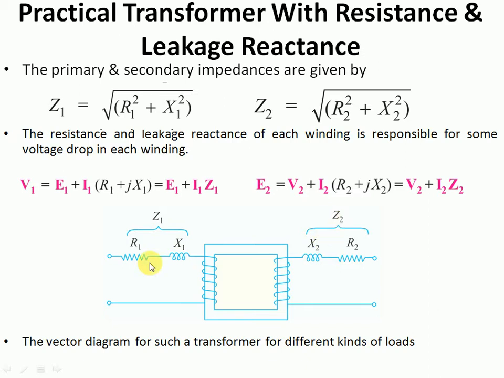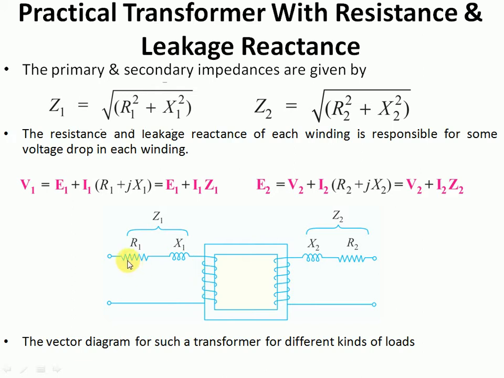When we considered the ideal transformer, these R1, X1, R2, X2 were not there. So the supply voltage V1 was the same as the induced EMF in the primary side, that was E1. Similarly, E2 was the same as V2. But now the case is different. Now the supply voltage V1 is not the same as E1.